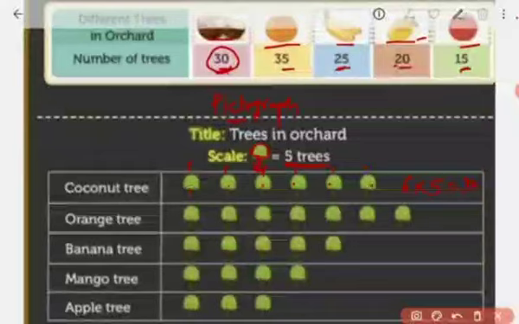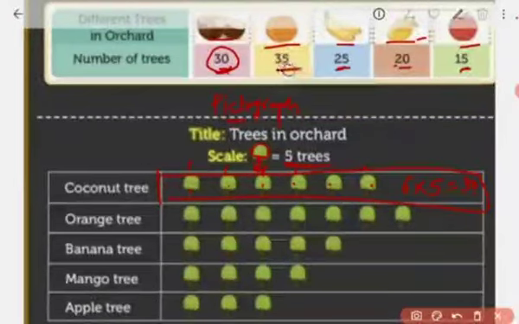So this is 30 trees you are representing in the form of pictures like this, right? So now 35 orange trees are there. So we are taking scale as 5. So you need to draw 7 trees. So 1 2 3 4 5 6 7. So this is 7 trees and scale is 5. So totally you'll have 35 orange trees.